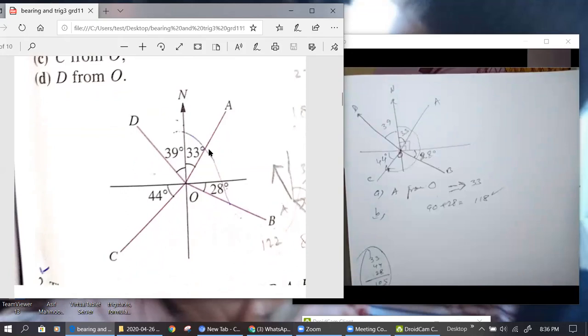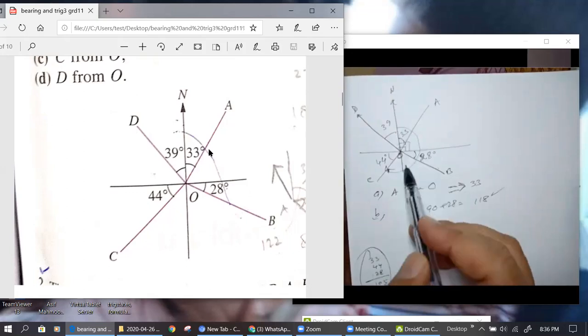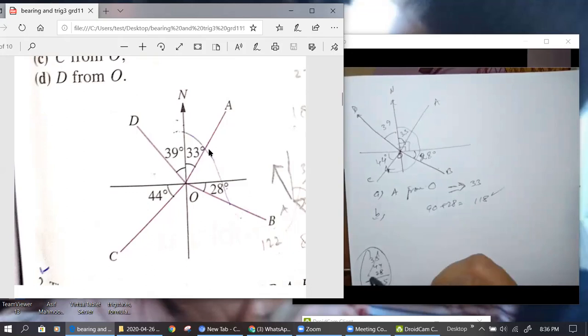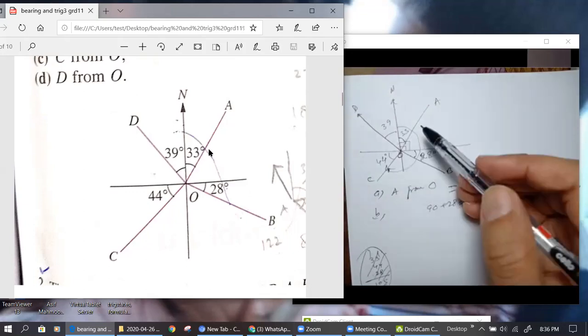Okay, bearing, fine. Always take clockwise. Okay, 90 plus 28. You always observe the straight line first. A straight line, no need to calculate any angle. Suppose this is a straight line, right?